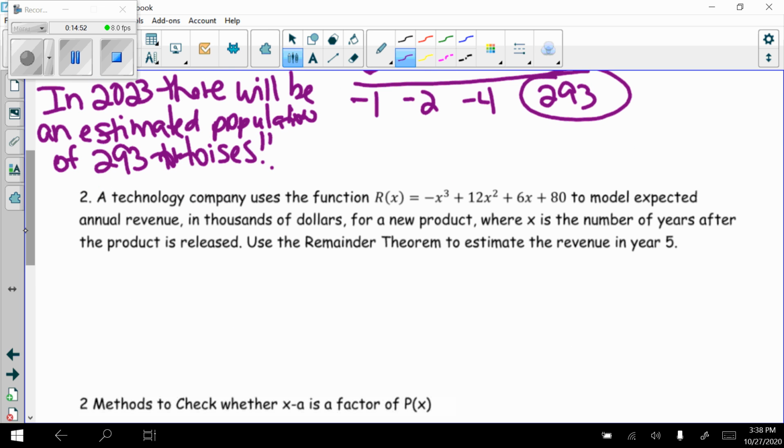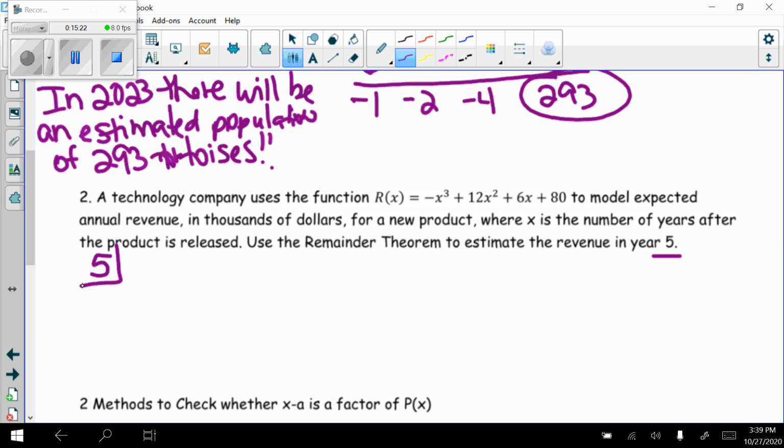So our next example, number 2. A technology company uses the function r of x equals negative x cubed plus 12x squared plus 6x plus 80 to model the expected annual revenue in thousands of dollars for a new product, where x is the number of years after the product is released. Use the remainder theorem to estimate the revenue in year 5. They gave me the number right there that is going to go in our little box, right? So 5 in my little box.